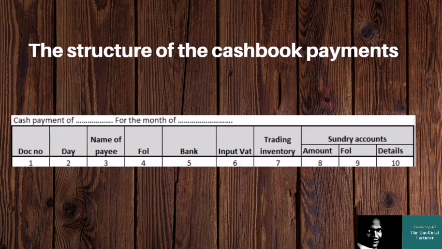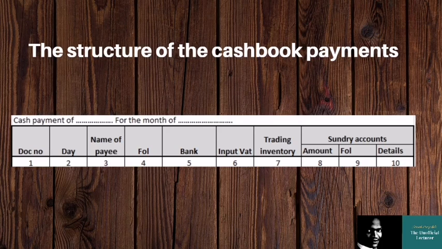Number 5, the bank column is the main column on this journal. The VAT inclusive amount of cash payment transactions must be recorded in this column. At month end, the total of this column will be posted to the credit side of the bank account in the general ledger.